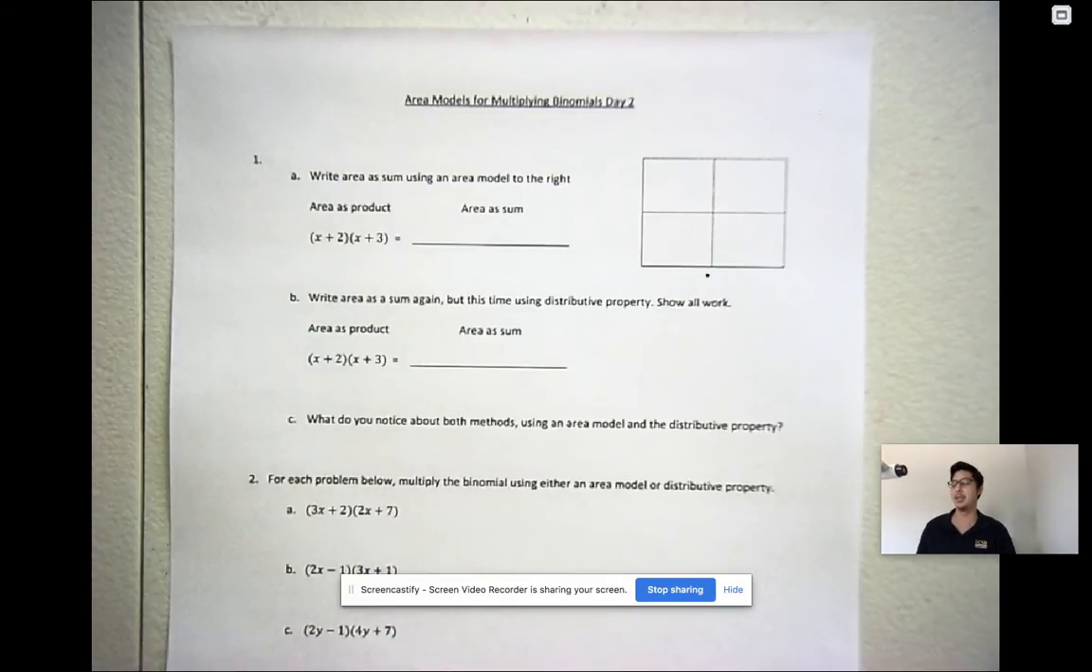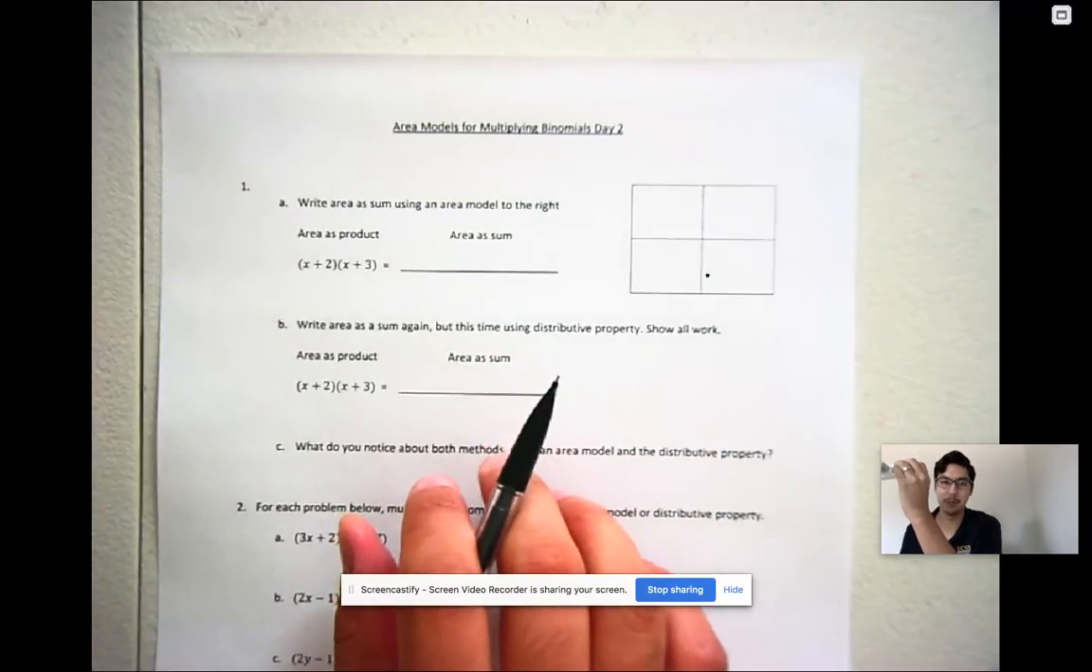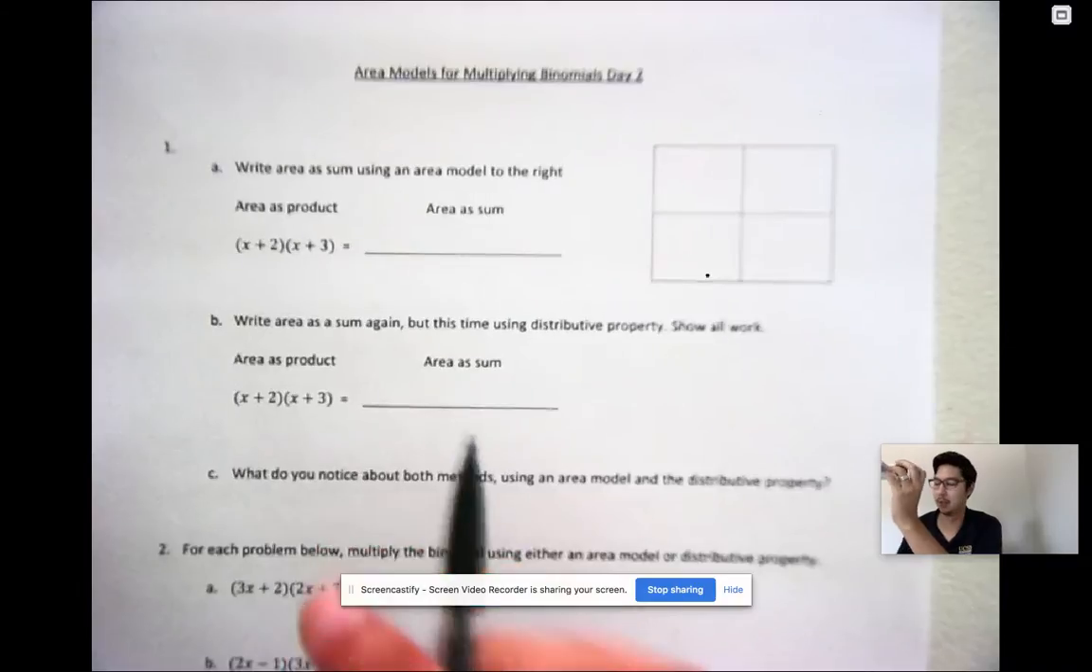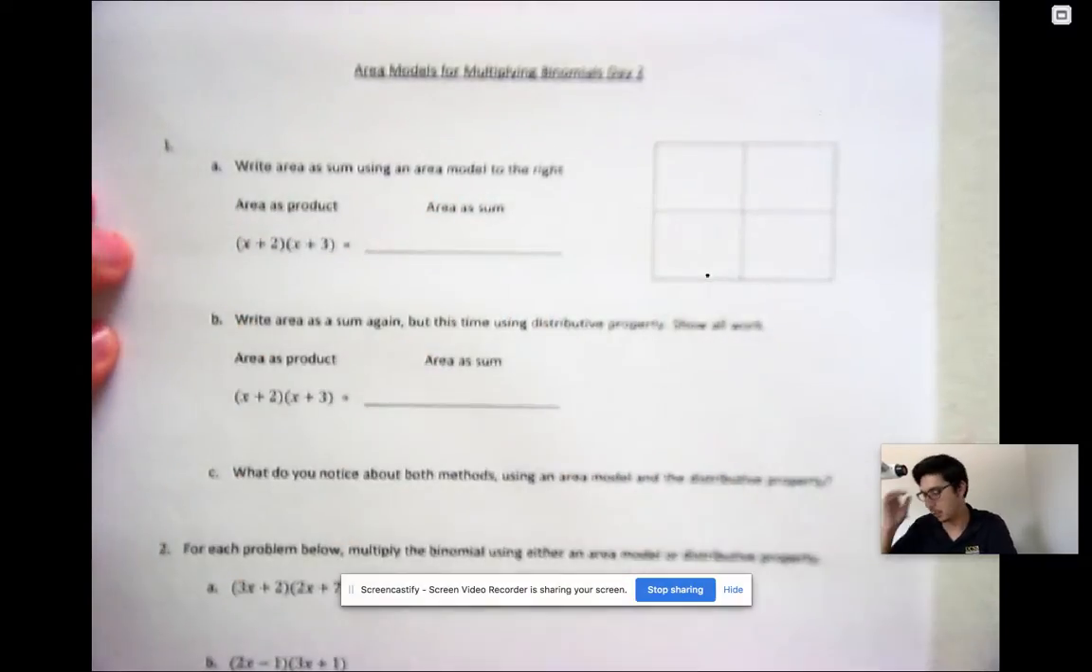I'm going to show you an alternative method today that you might like, you might not like, okay? So multiplying binomials, day 2. And remember, it's a binomial because there's two things being multiplied, the x plus 2 and x plus 3, okay?